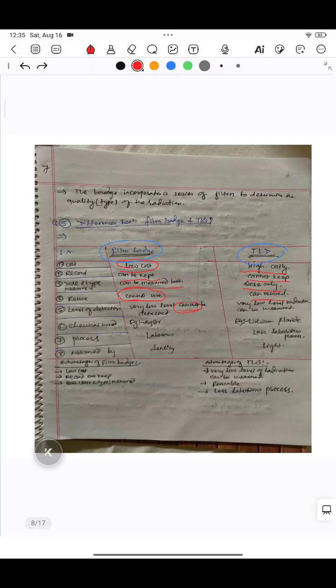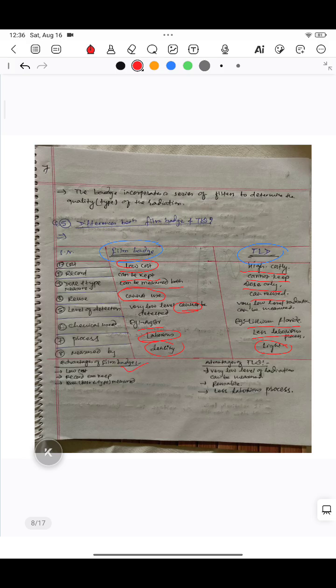Chemical compound that is used: recently we have studied AgBr, and here it is lithium fluoride, as in the thermal emission process. This one, the film badge, is a laborious process. This one is a less laborious process. Here we measure the film density, and for the TLD it is emission of light.